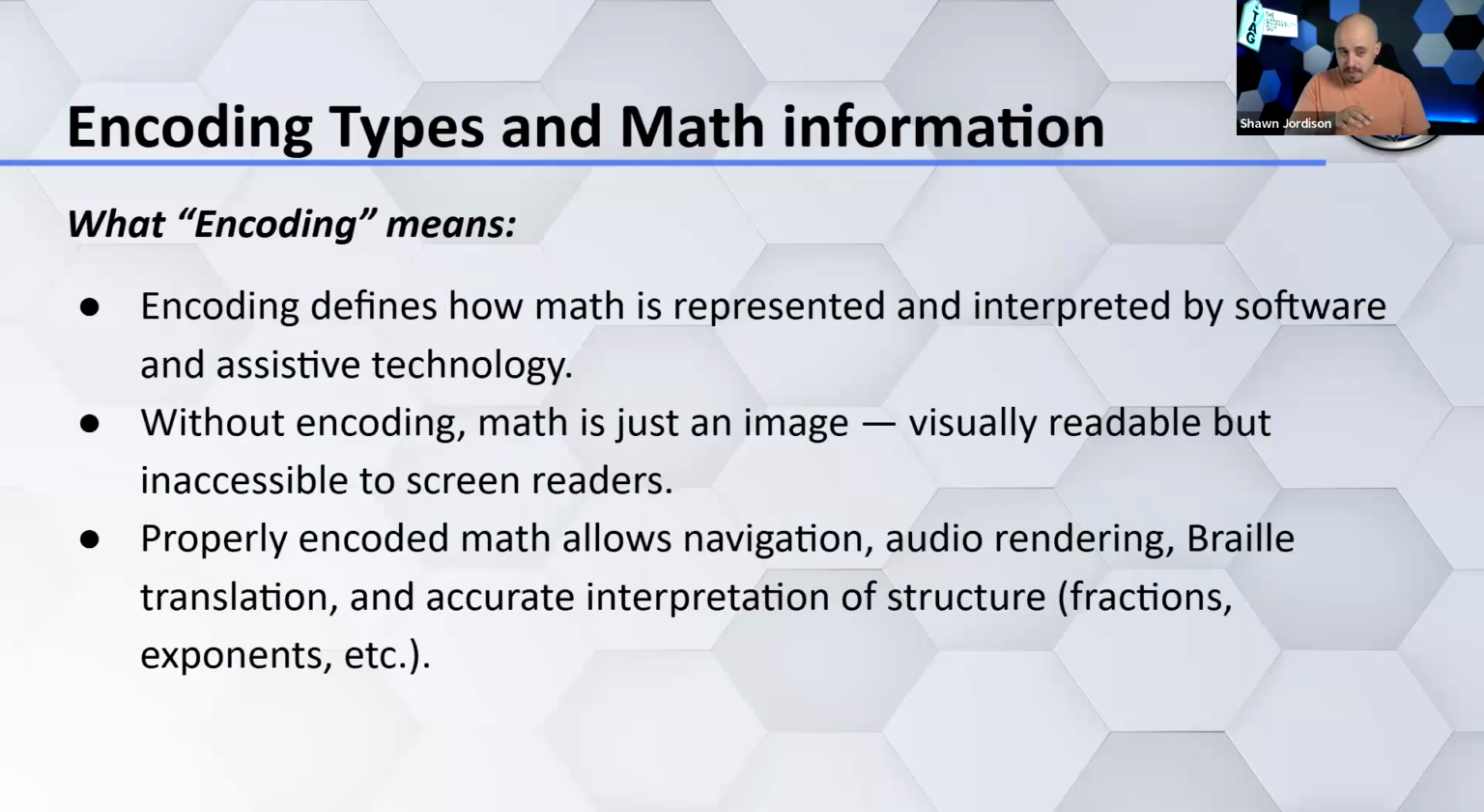All right, let's talk a little bit about encoding types and math information. What encoding means is it basically defines how the math is represented and interpreted by software and assistive technology. Without encoding, math is just an image, visually readable but inaccessible to screen readers. Properly encoded math allows for navigation, audio rendering, Braille translation, and accurate interpretation of structures for things like fractions, exponents, and other math components.